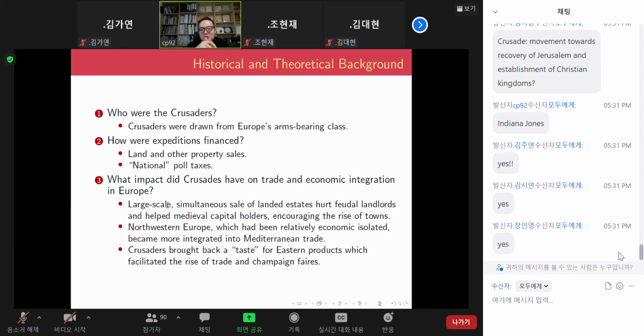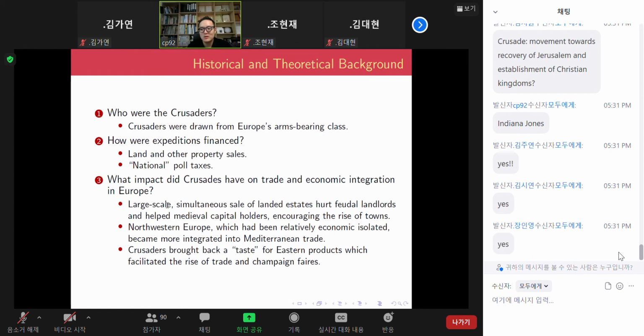How were expeditions financed? These expeditions were very expensive, so they were financed by land and other property sales, as well as national poll taxes. What impact did Crusades have on trade and economic integration in Europe? There was a large-scale simultaneous sale of landed estates, hurting feudal landlords and helping medieval capital holders, encouraging the rise of towns. What that means is that when these rulers went on crusade expeditions, they had to sell their land because they had to finance their expeditions.